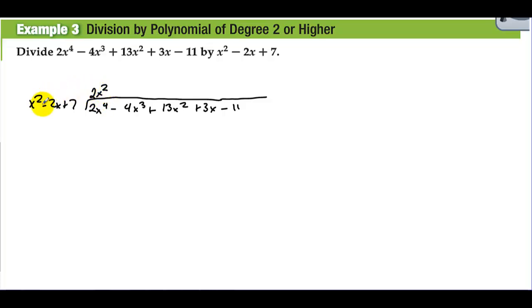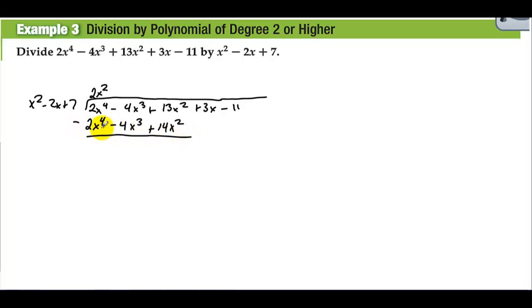So 2x squared times x squared, that's 2x to the fourth. The leading terms match, so when we subtract, this will go to 0. But then we just keep multiplying. We use the distributive property. So we have minus 4x to the third, and then we have plus 14x squared.